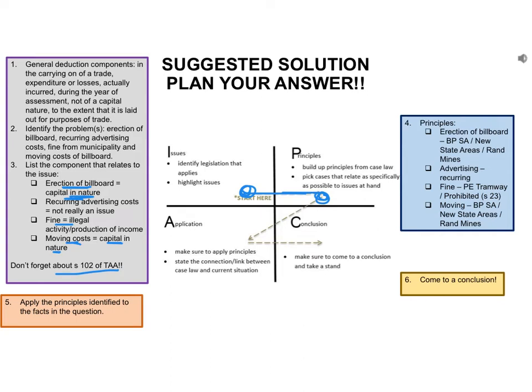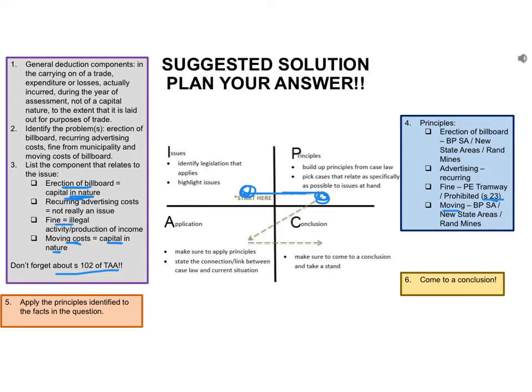For the advertising, because it's recurring, those same court cases will tell me that this is probably not of a capital nature. With a fine, if you're thinking about in production of income, I'm thinking about PE Electric Tramway. And because it's a fine, I also need to think about specific legislation, which is Section 23, those prohibited deductions. And then moving, again, because we're thinking about capital in nature, you're thinking BP South Africa, New State Areas, or Rand Mines.